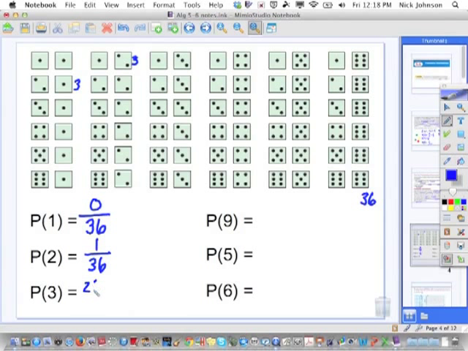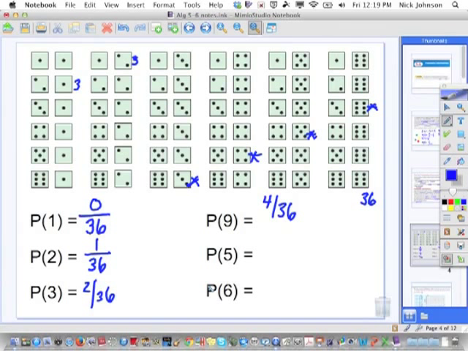Twice out of 36. How about the probability of getting a 9? Here's a 4 and a 5, so I'll mark that. 5 and a 5, or a 5 and a 4. But what about our 6 and 3s? I could get a 3 and a 6, or I could get a 6 and a 3, right? Notice how these line up in a row as they're written out. So that's 4 times out of 36.